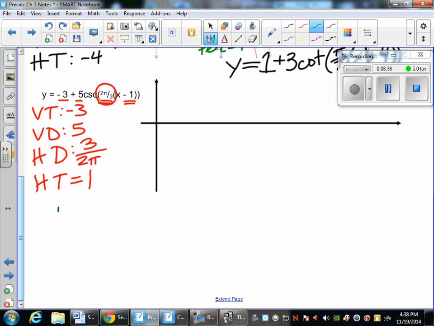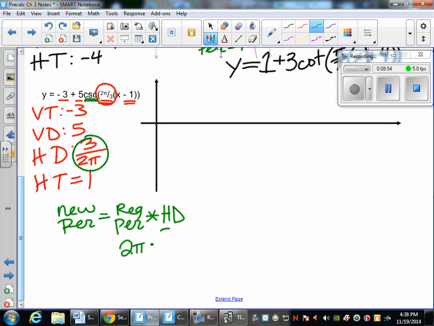So we talk about the new period equals the regular period times that horizontal dilation. I know the regular period for a cosecant graph in radians is 2 pi. I know the horizontal dilation is this 3 over 2 pi, which means my new period here, the 2 pi's cancel, and I just get a period of 3. Okay, so my period for this is 3. 3 radians is how long it takes to go through one full cycle.